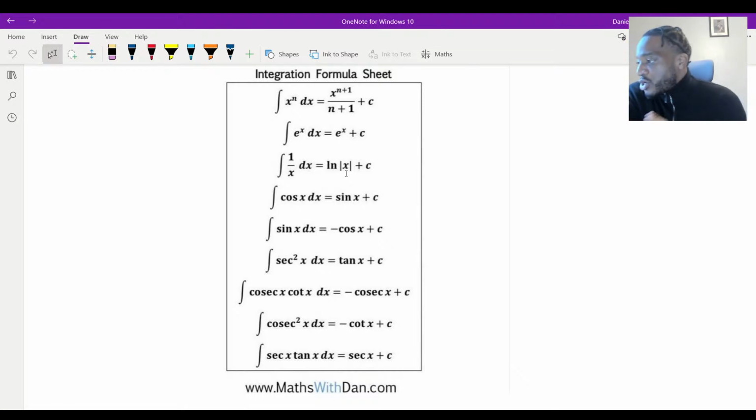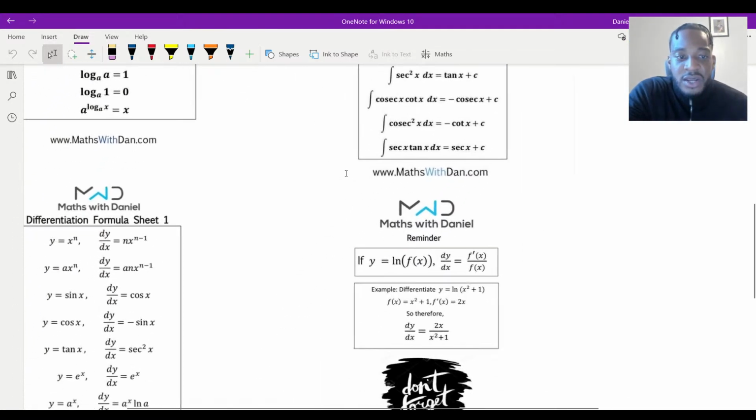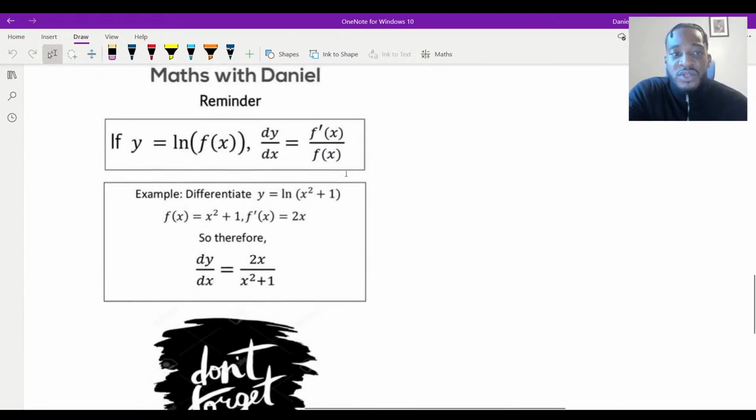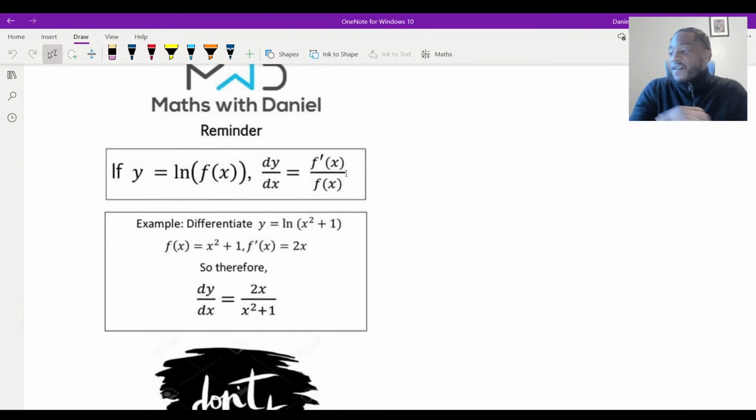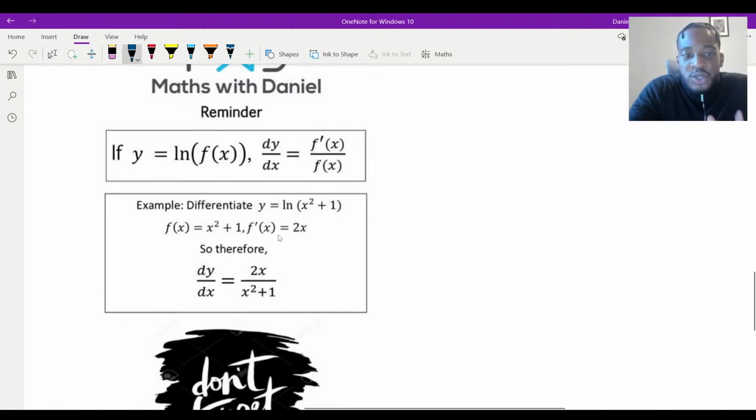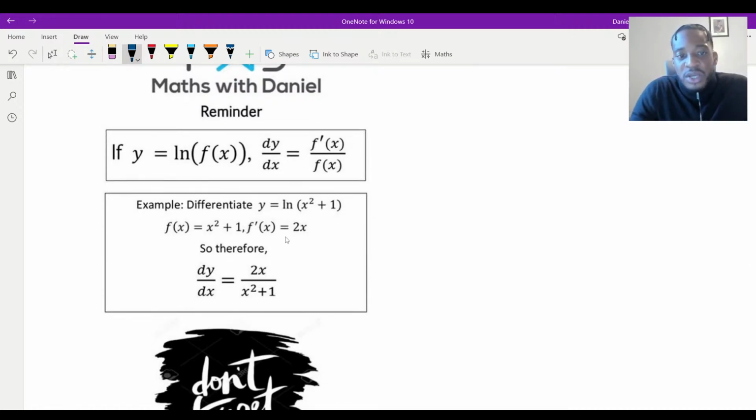Okay, good. So make sure you know these. And as well as that, remember if you differentiate ln of f of x. For example, differentiate y equals ln of x squared plus 1. How do you differentiate that? Well, the function is x squared plus 1. Differentiate that, you get 2x, and you just put them on top of each other. So just remember that.